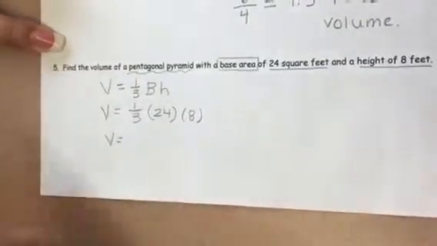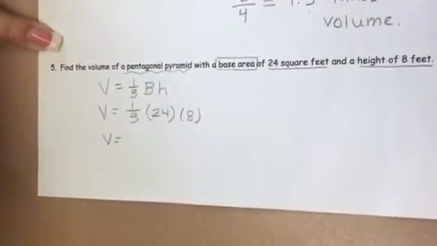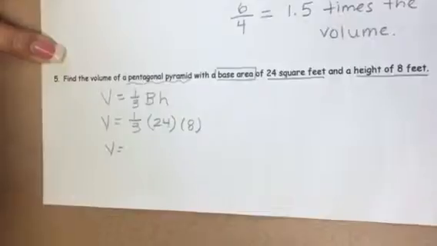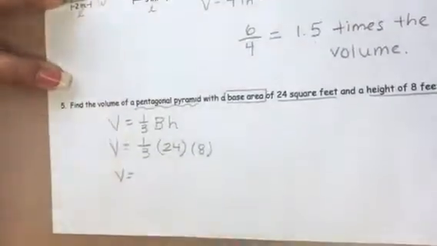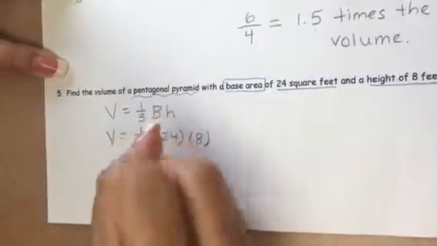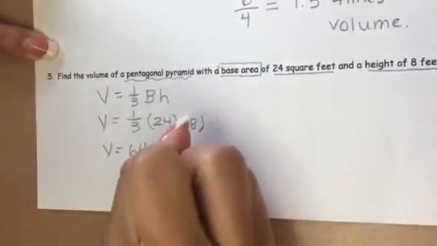Now I just have to write this in my handy dandy calculator. So I write 1 ABC 3 times 24 times 8, and that's going to give me 64 feet cubed.